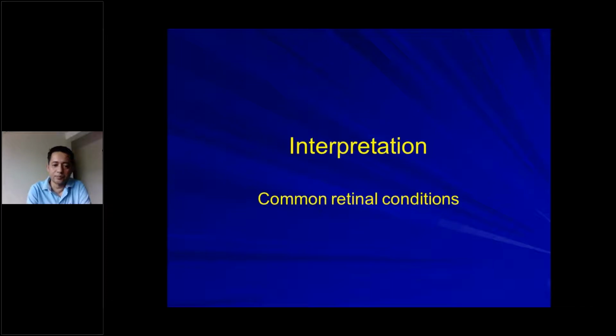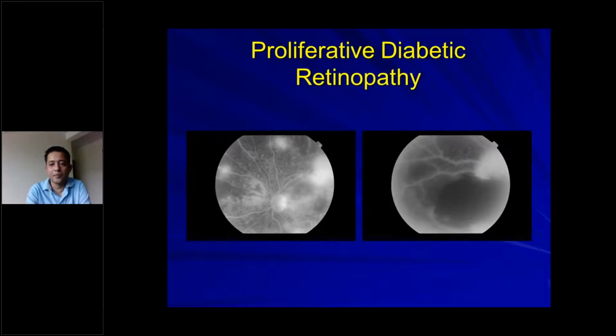So let's do the interpretation parts. Some common retinal conditions we encounter. One is proliferative diabetic retinopathy. As you can see in this, you can see areas of hyperfluorescence, and this is due to formation of new blood vessels. There's NVD, there's multiple areas of NVD. Some dark areas you'll be seeing are actually the laser scar marks.